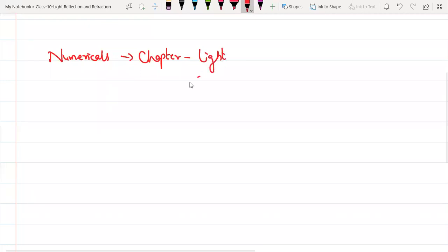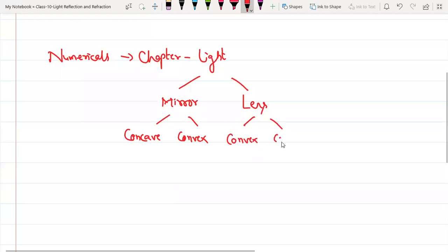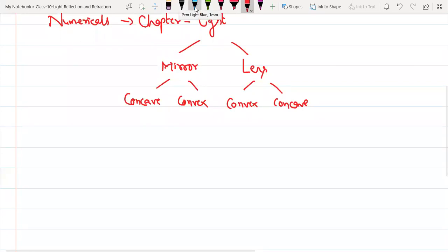Again, in light we have two categories. First one, mirror. Second category, lens. Again, while coming to mirrors, we have concave mirror, convex mirror. While coming to lenses, also we have convex lens, concave lens. Fine. And today we are going to see mirrors, numerical problems, and we are going to cover concave, convex.